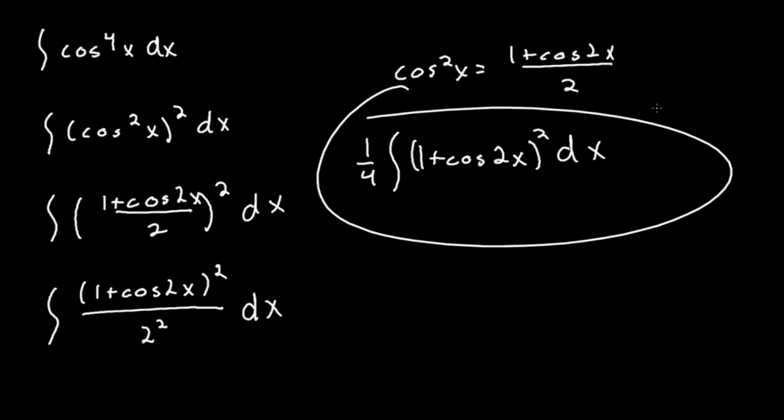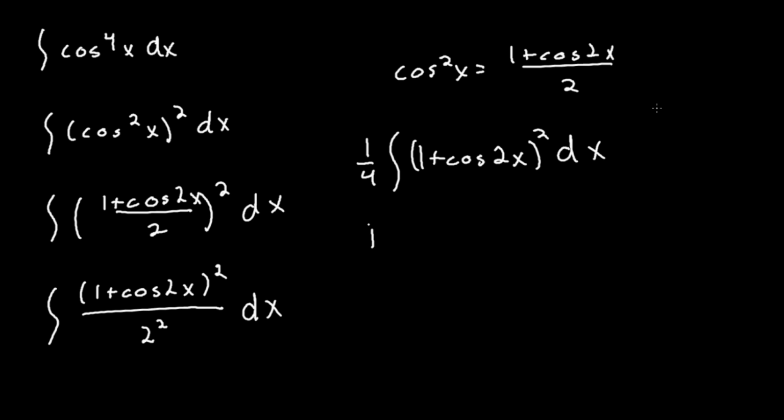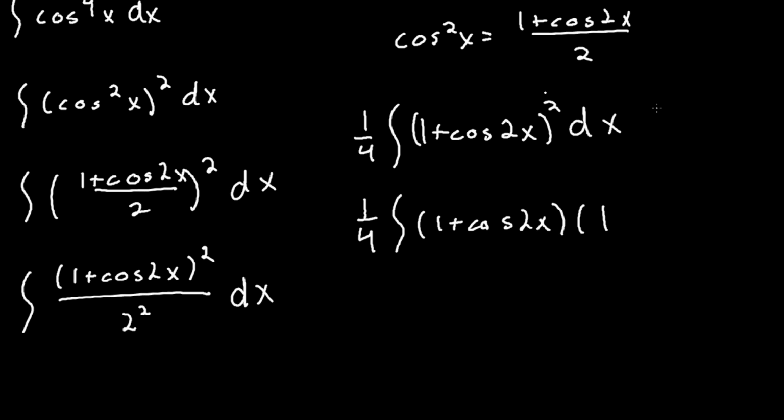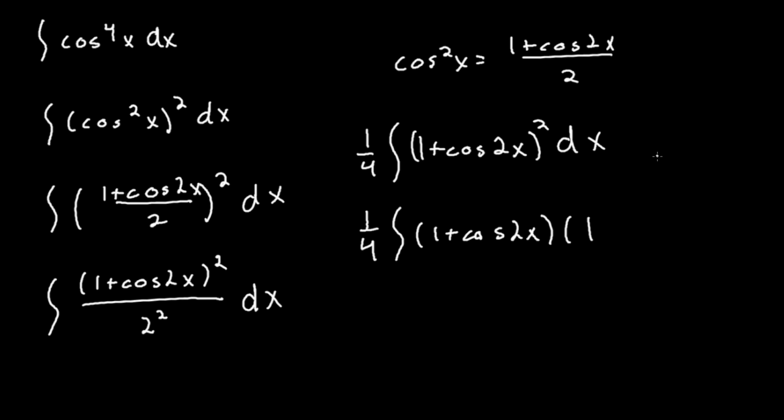All right, now that we have this, we can use a little bit of FOIL. A little bit of algebra coming back in, and we can multiply 1 plus cosine 2x times 1 plus cosine 2x. Oops, why did I zoom in? Okay, I had to zoom back out. I accidentally clicked the zoom in tool. But (1 plus cosine 2x) squared is equal to (1 plus cosine 2x) times (1 plus cosine 2x), correct?